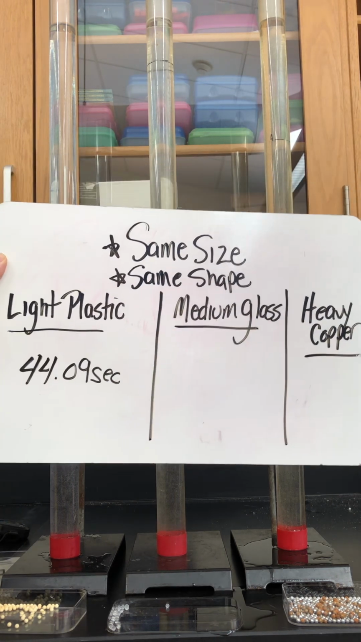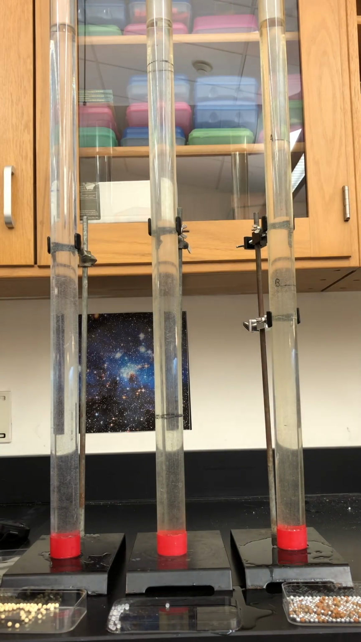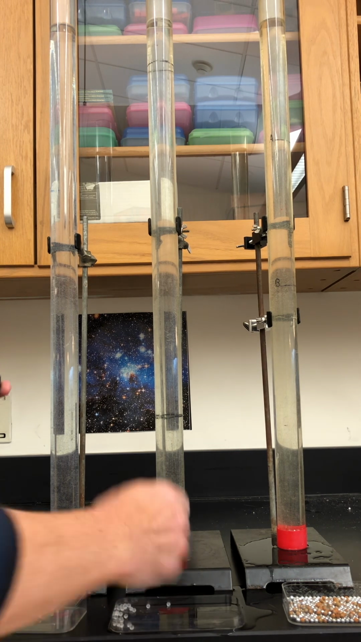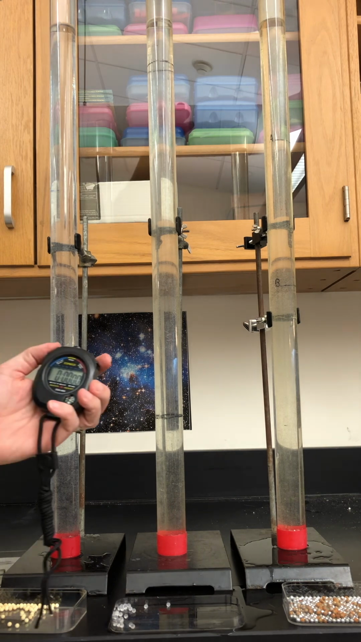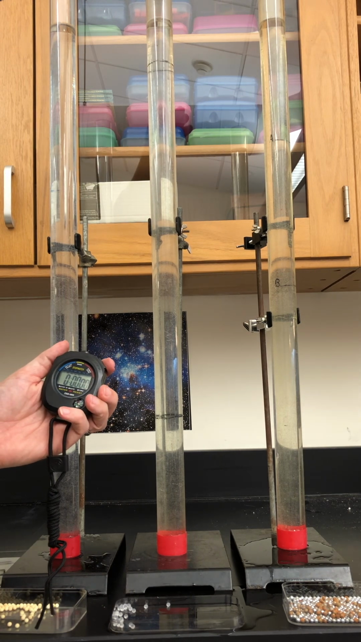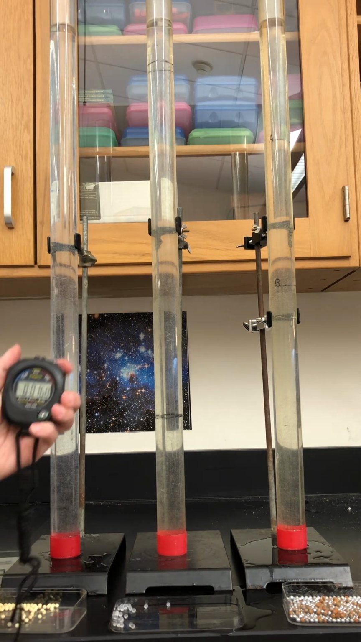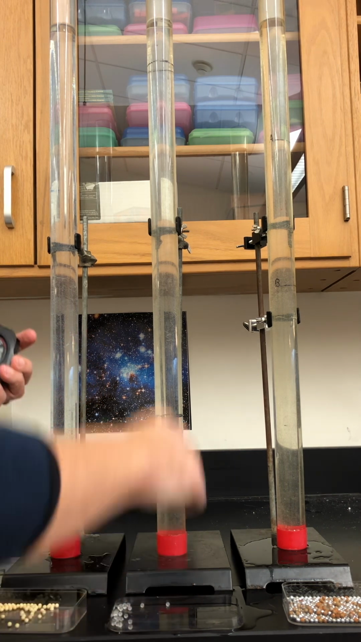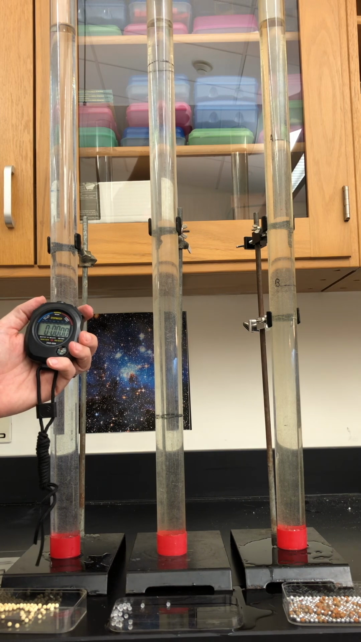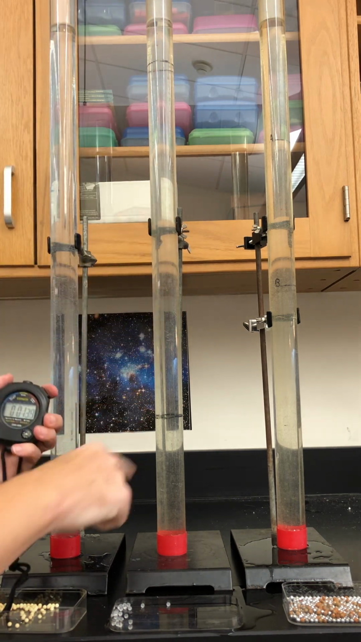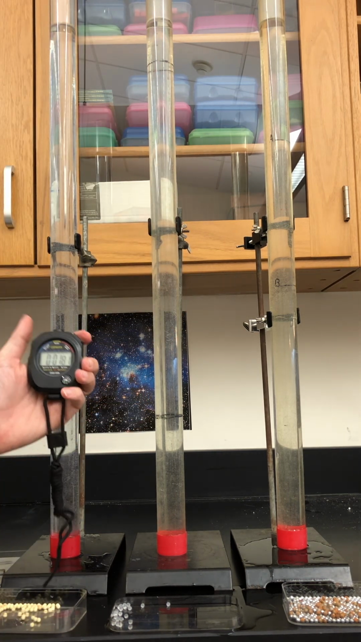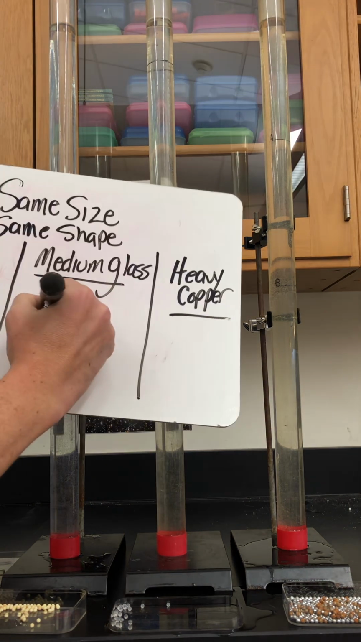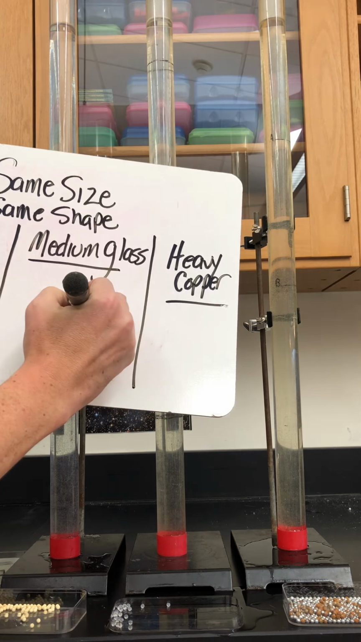Let's try the medium glass. One of these little glass beads. Drop it in. I got 1.68. Try that one more time. Probably a little hard to see. 1.81. So just a shade under 2 seconds to go down, say 1.81 seconds.